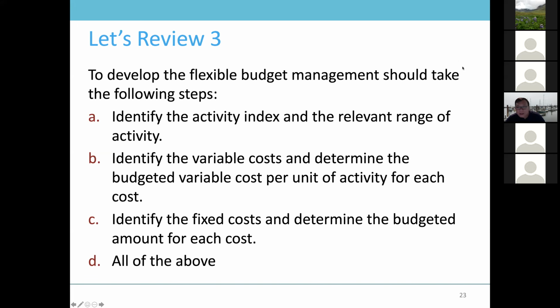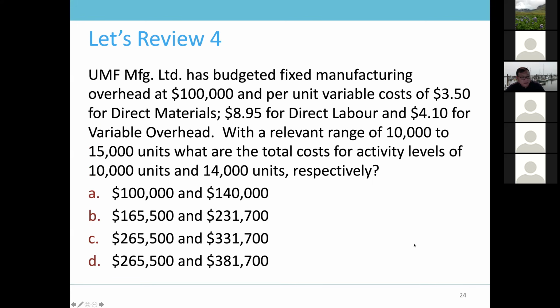Sorry, I'm having trouble with my iPad. I'm not sure, but I believe it's all the above. Good job, yeah, that's D, all above. So we just did this, right? First, identify activity type, index, relevant range, variable cost and variable cost per unit, fixed cost, and then all of the above. Okay, let's work on this one.